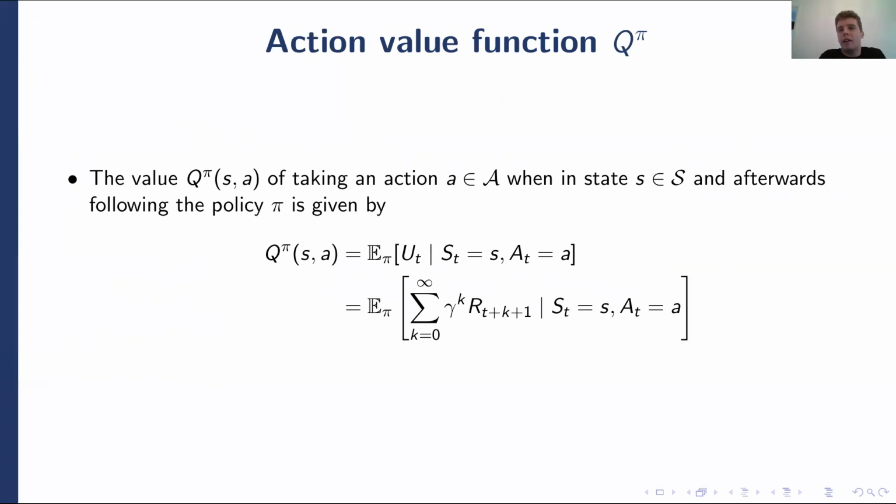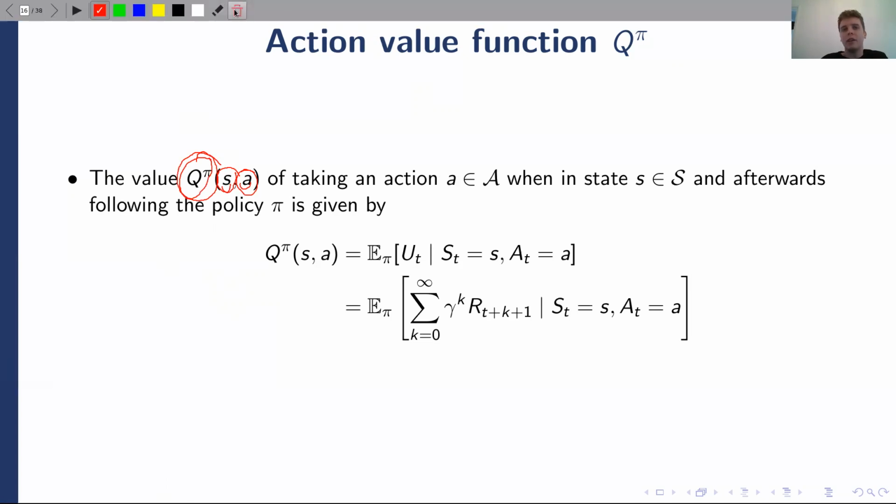Okay, so we have now to go through the definition of the action value function. The action value function is very, very similar to the value function. So let's see it. The value q of pi of a pair of state and action is the value of taking the action A when in state S, and then afterwards following the policy pi until the end of time.